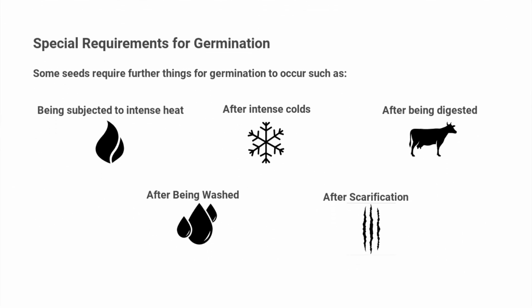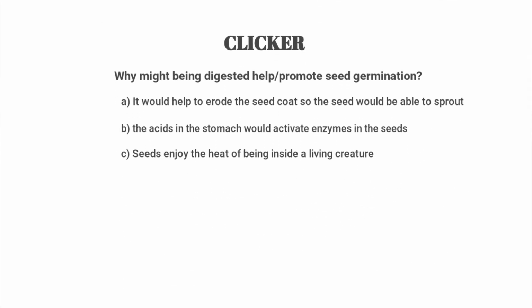Some seeds have especially interesting things that may be required for germination to begin, such as being subjected to intense heat, or intense cold, such as a snowstorm. Some require being digested, some require being washed to help remove inhibitors on the outside of the seed, some may require being damaged in a process called scarification, in which the seed coat is torn. And that brings us to our first clicker.